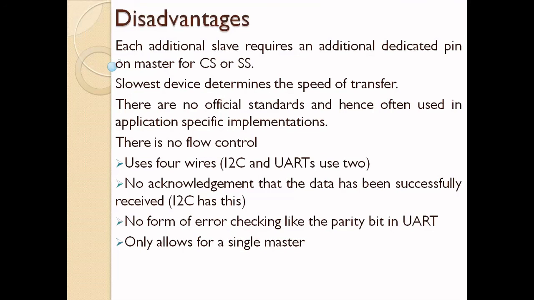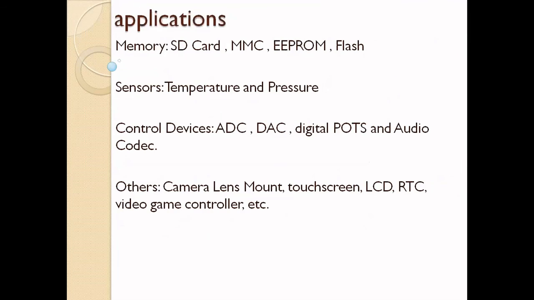Next, there is no error checking. Error checking means, suppose I am going to send some data to the slave, when the slave device receives the data it would check whether there is any error. Here there is no error checking formality available. Also only 1 master, a single master, is available. In I2C, we have multi-master.